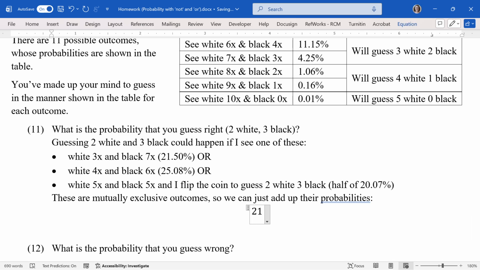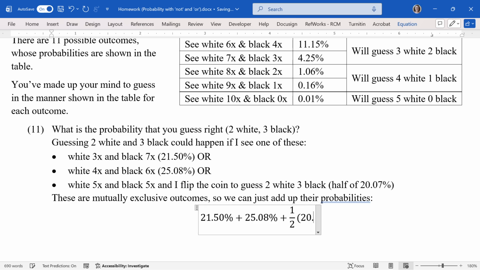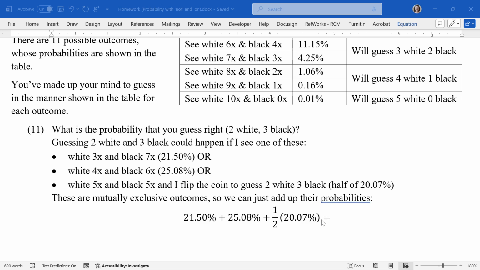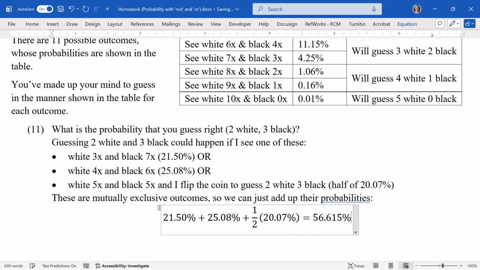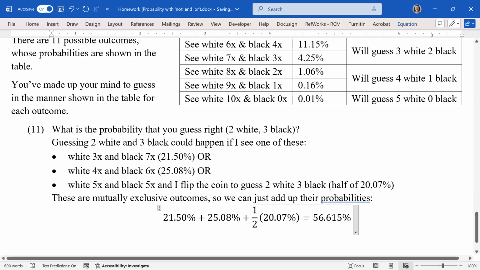So 21.50 plus 25.08 plus, and then I'll just do 1/2 times 20.07%. And I want to actually see what this is because I think this is interesting. Okay, so this is what I'm getting. I just paused and used a calculator. 56.615%. Okay, so even with only shaking up the marble box 10 times, you already have a better than 50% chance that you actually guess the correct proportion of white and black marbles in there.